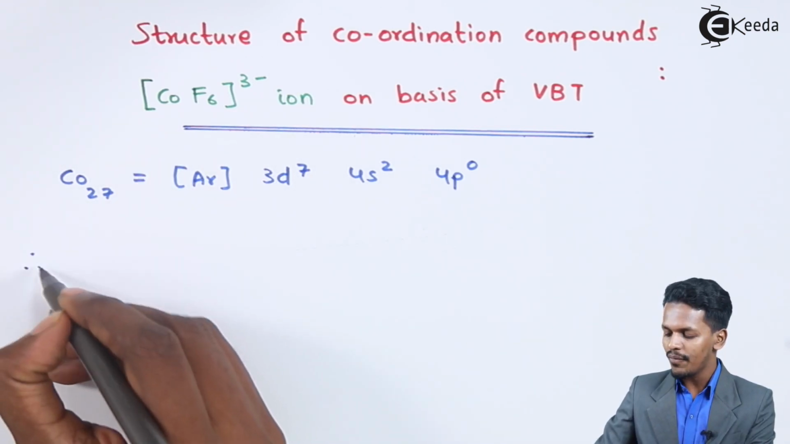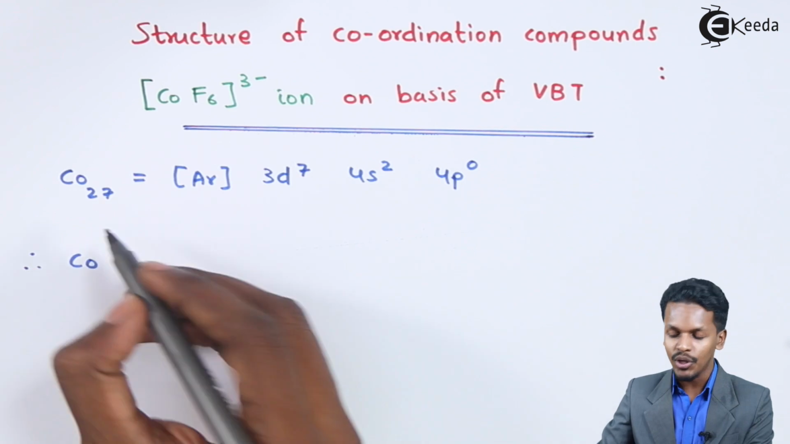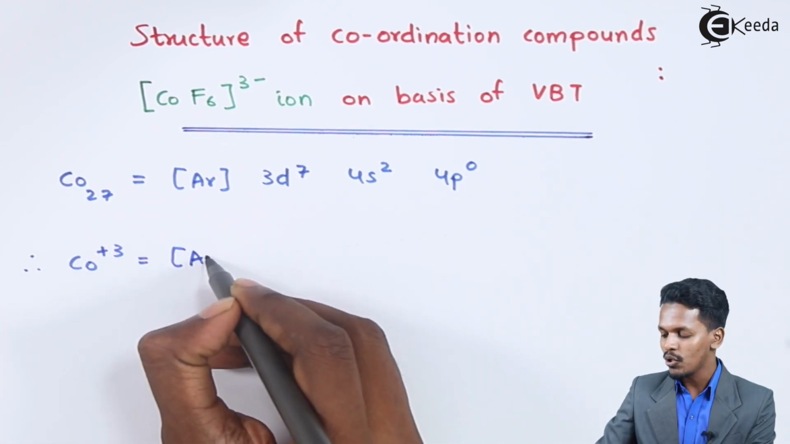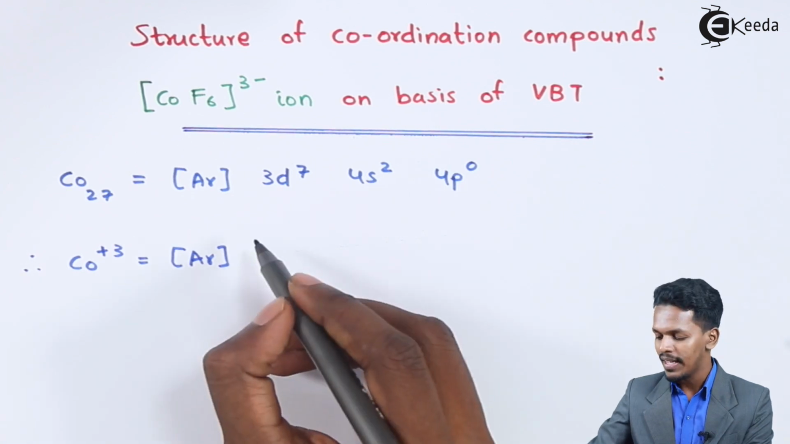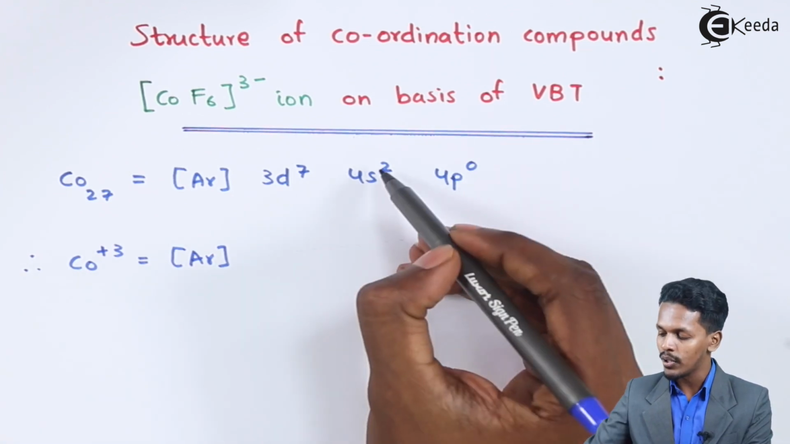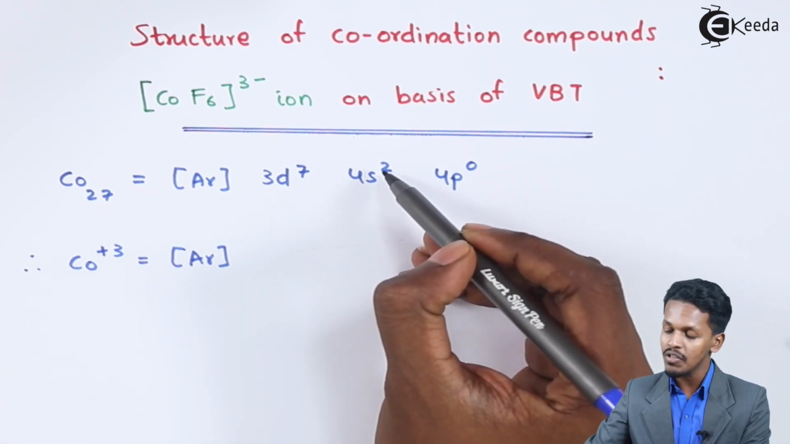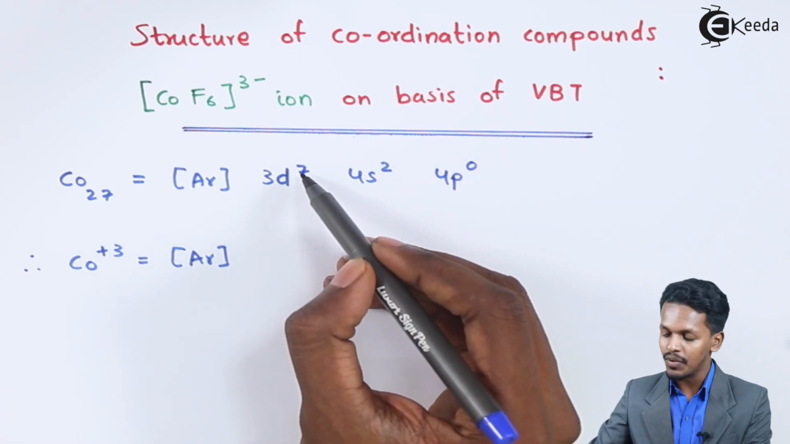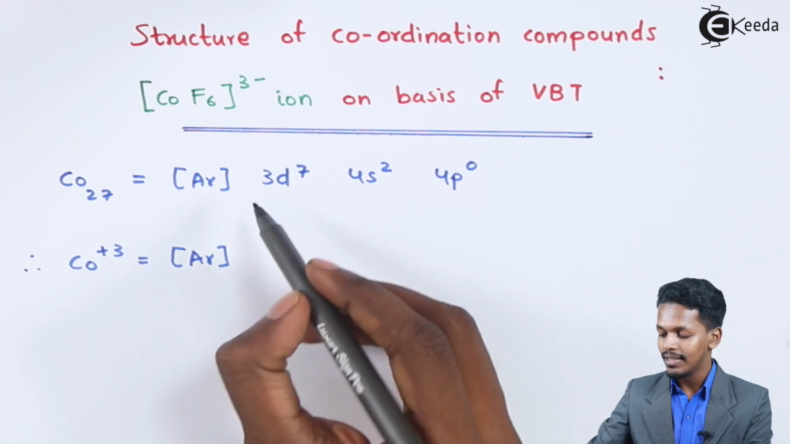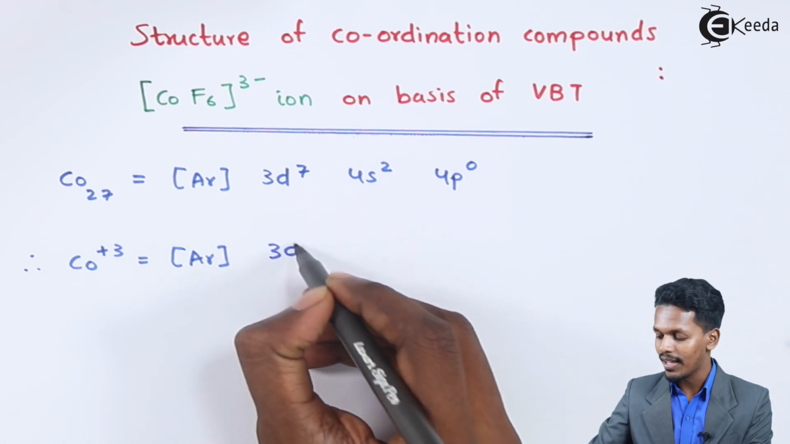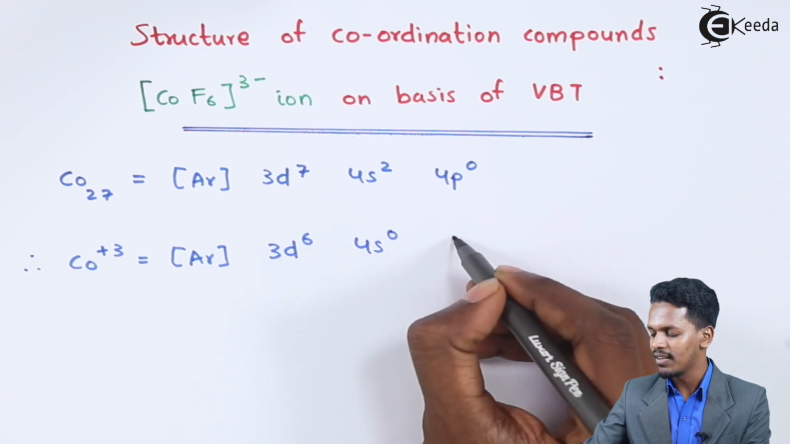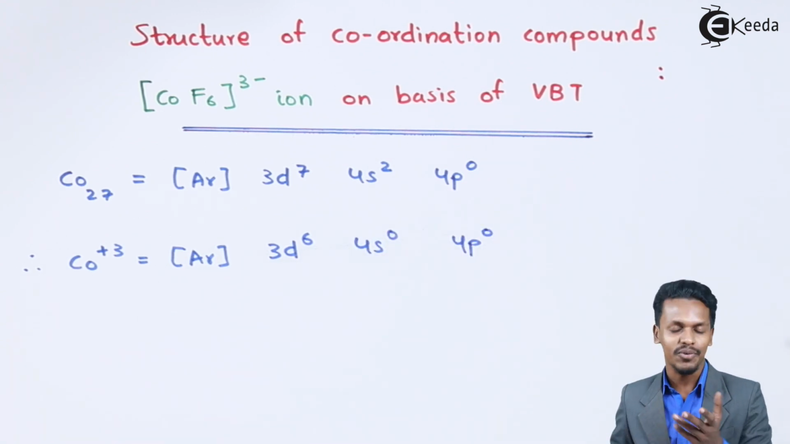So if we have to represent the electronic configuration for the cobalt 3 plus ion, the configuration would be argon 18, and 3 electrons should be lost. Two electrons will be lost from the 4s orbital, and one electron will be lost from the 3d orbital, making the 3d acquire only 6 electrons, while the 4s will have no electrons, and obviously the 4p will have no electrons.